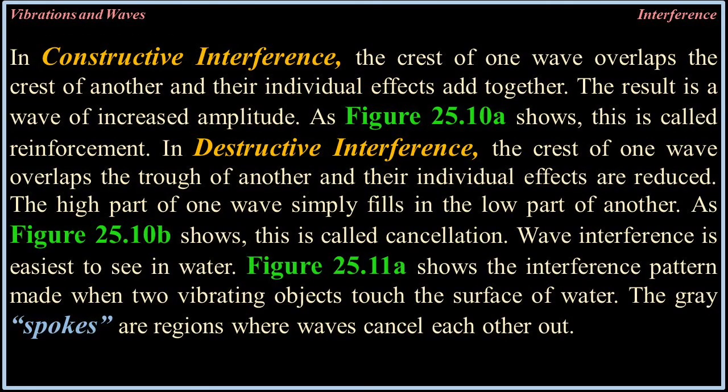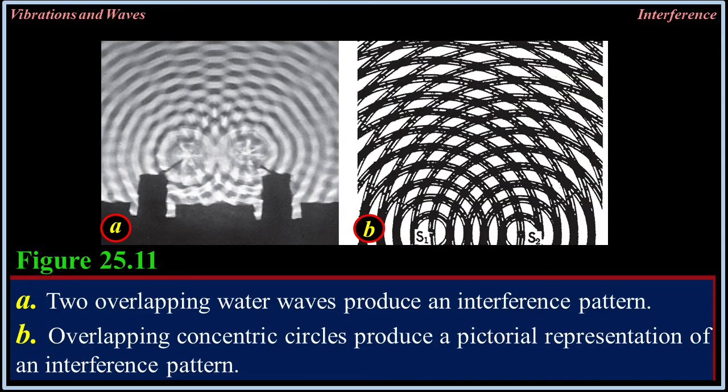Wave interference is easiest to see in water. Figure 25.11a shows the interference pattern made when two vibrating objects touch the surface of water. The gray spokes are regions where waves cancel each other out.